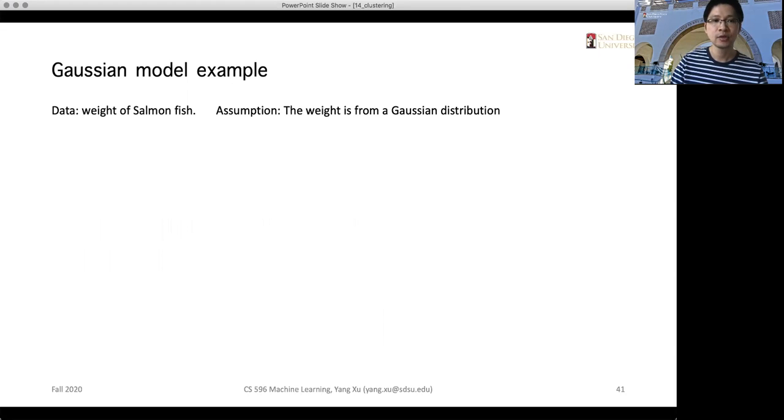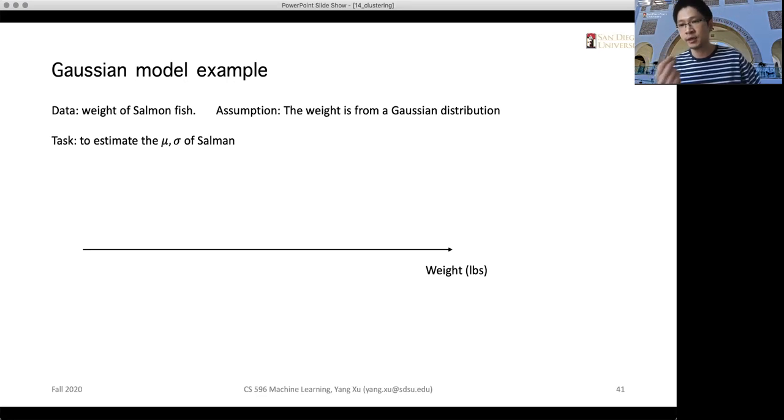So the data is the weight of a salmon fish, and our assumption is that the weight is from a Gaussian distribution. All right, I want to correct what I previously said. This is not a classification task yet. Our task is simply to estimate the mu and the sigma, the best estimates that best fit the existing data set, which is the weight of the salmon fish, which is just one quantity.